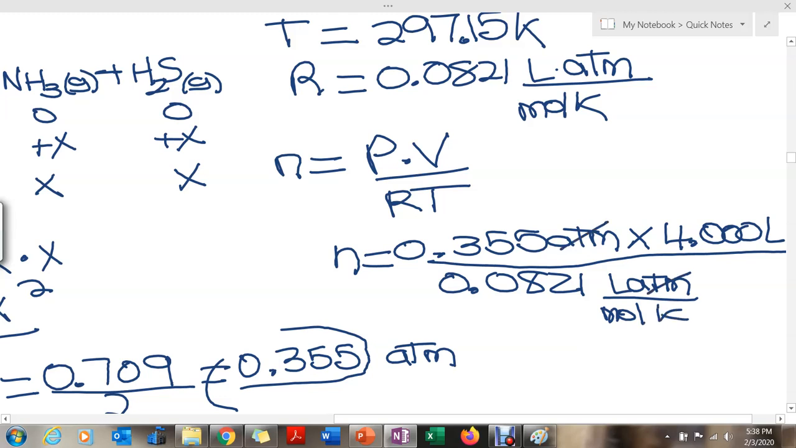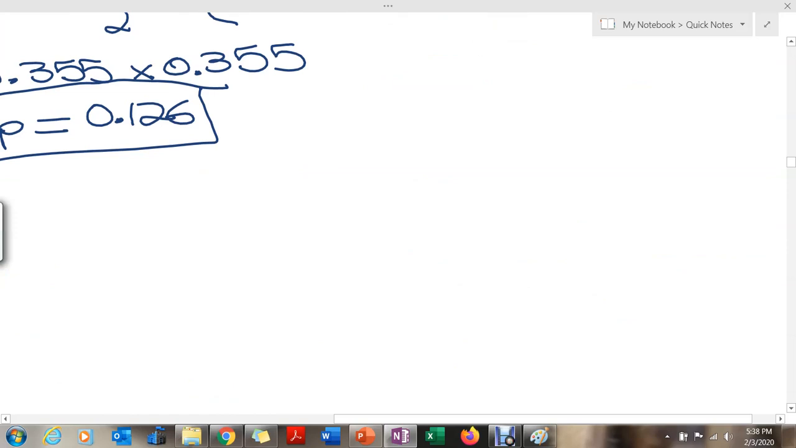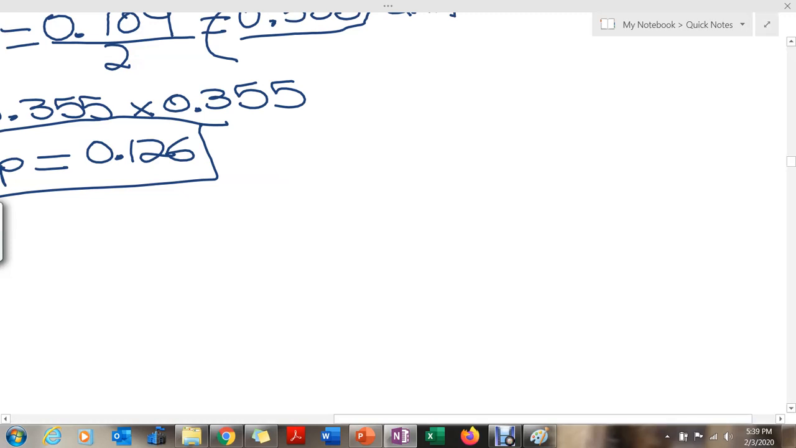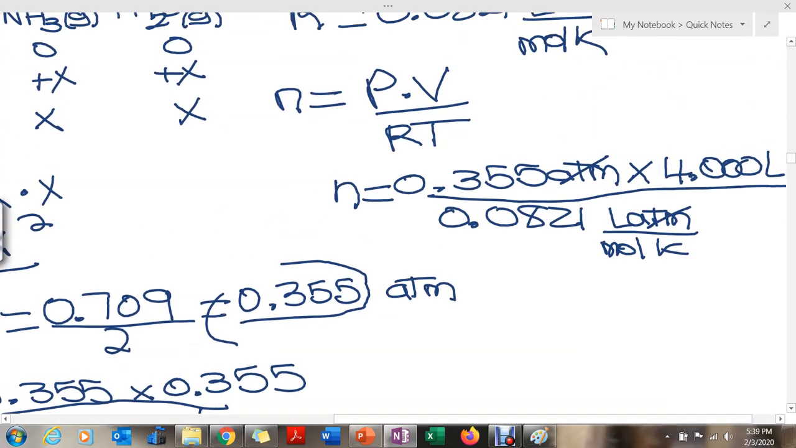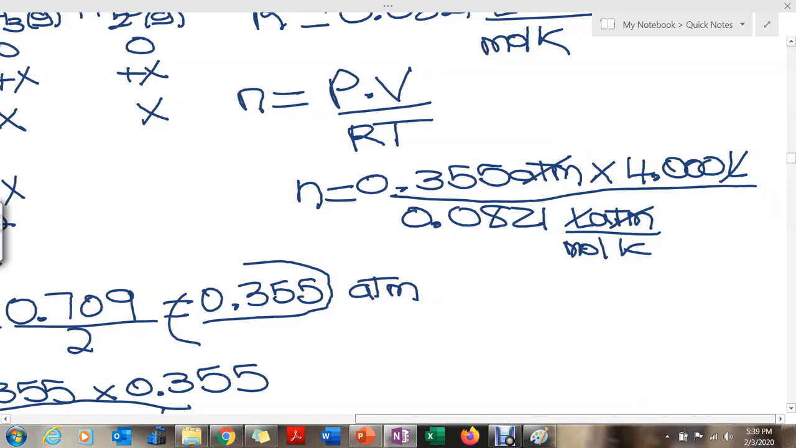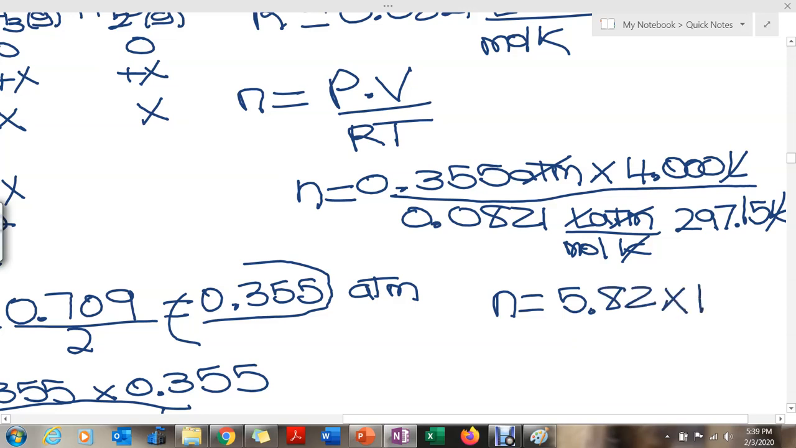Liters and liter cancel out, and I forgot to put the temperature here, and the temperature would be multiplied by 297.15 Kelvin, Kelvin and Kelvin cancel. So the number of moles that decomposed was 5.82 times 10 to the negative 2 moles.